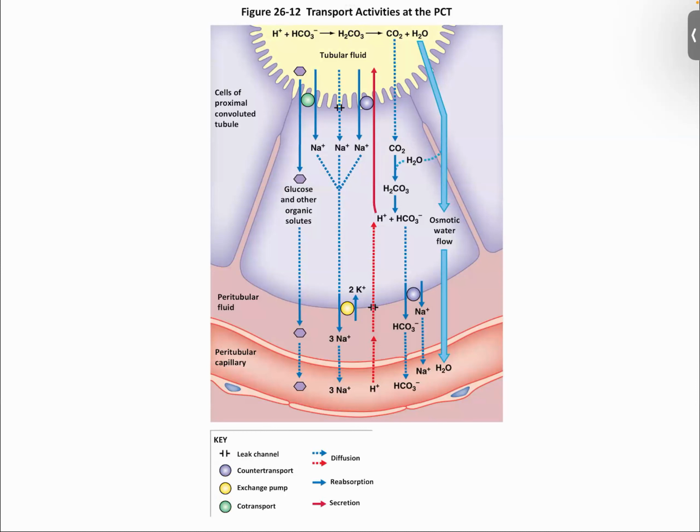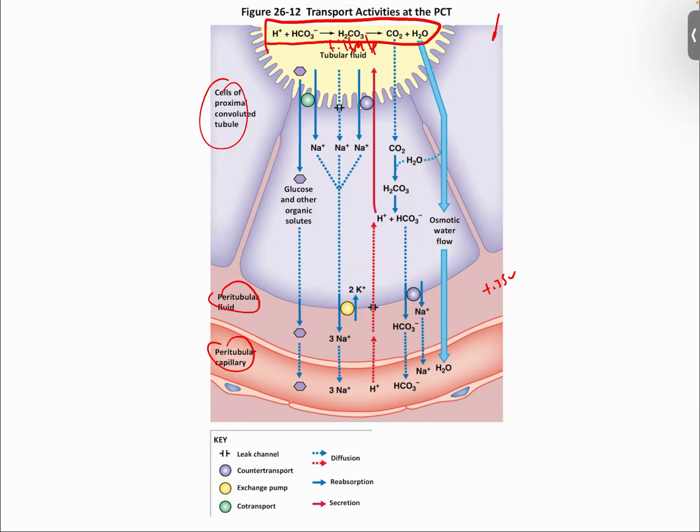So let's calibrate ourselves first of all. These purple cells here are the cells of the proximal convoluted tubule. This here is the peritubular tissue, and this is your peritubular capillary. Up here you have the lumen of the tubule. This is where your filtrate resides. In this particular area, the first thing you notice is we have our carbonate buffer system, right? Whenever we have a CO2, we met this one last time.